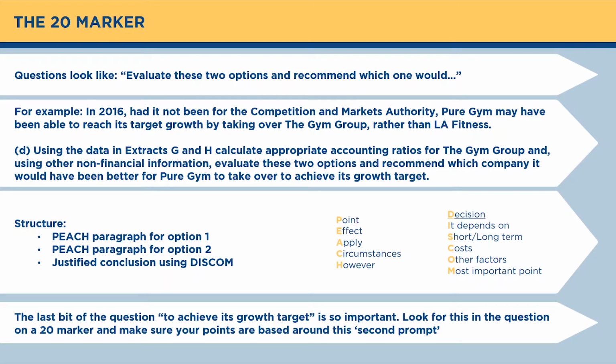The last bit of the question says "to achieve its growth target", and that's so important. That's that second prompt I was talking about. So you've got to look for this in any 20 marker and make sure that the points that you make are linked to that second prompt.